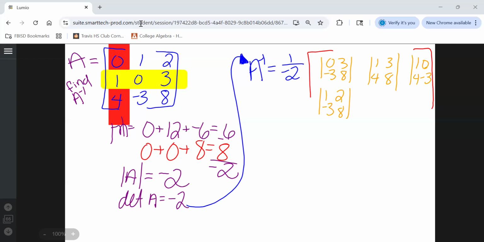Next piece, I'm looking for the spot that the 0 is in right here. So I'm covering up the row, covering up the column. Everything that's left is what I'm finding the determinant of: 0, 2, 4, 8.